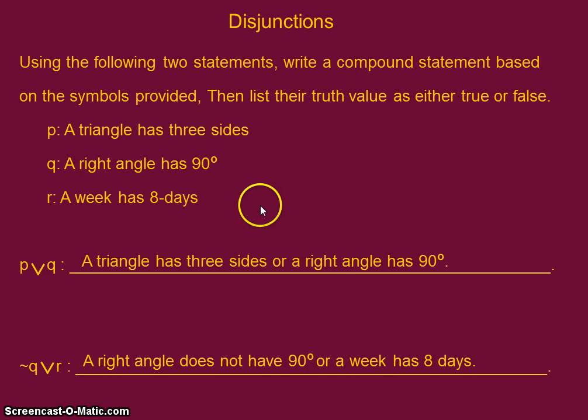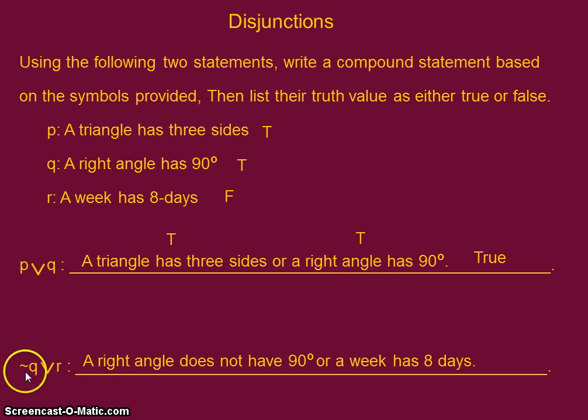So P, a triangle has 3 sides, is true. Q, a right angle has 90 degrees, is also true. R, a week has 8 days, we know that's false. So P or Q would be a triangle has 3 sides or a right angle has 90 degrees. A triangle has 3 sides, we know is true. A right angle has 90 degrees, that's also true. We only need one of them to be true, but they're both true, so we know that the entire disjunction is true.